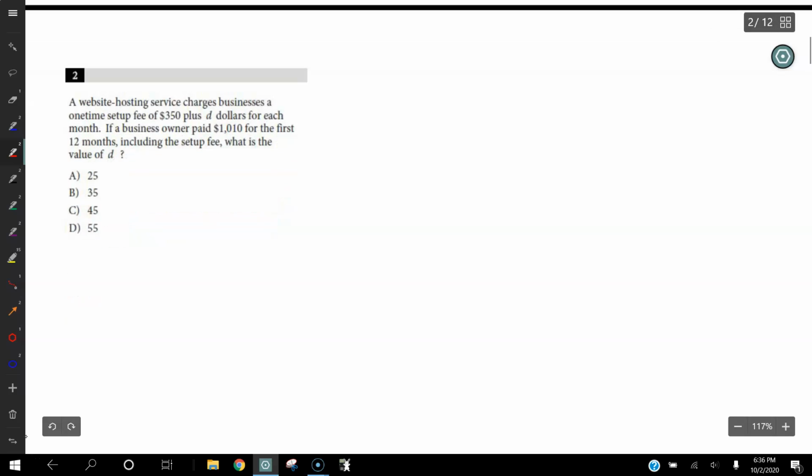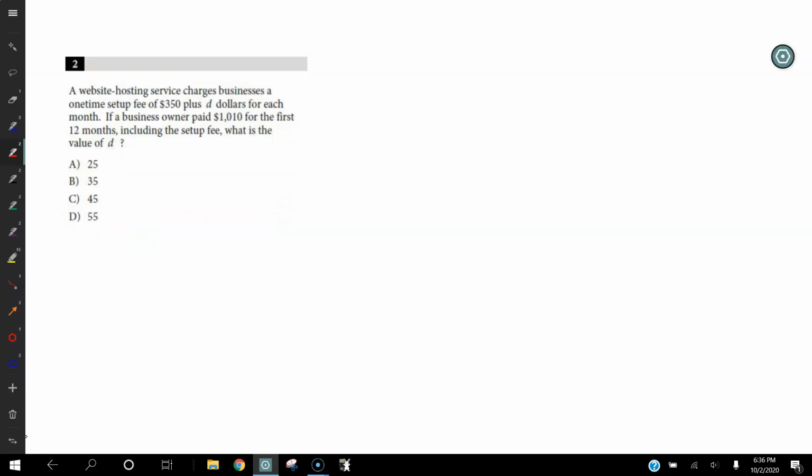All right, moving on to number 2. A website hosting service charges businesses a one-time setup fee, so again, of $350 plus D dollars for every month. If a business owner paid $1,010 for 12 months, including the setup fee, what is the value of D? So let's think about this. The business owner paid $1,010 for 12 months, for a full year.